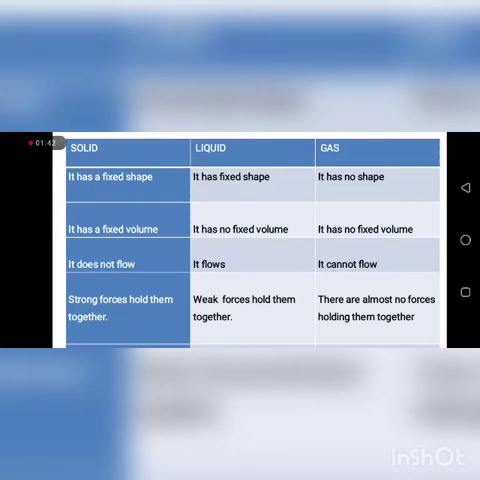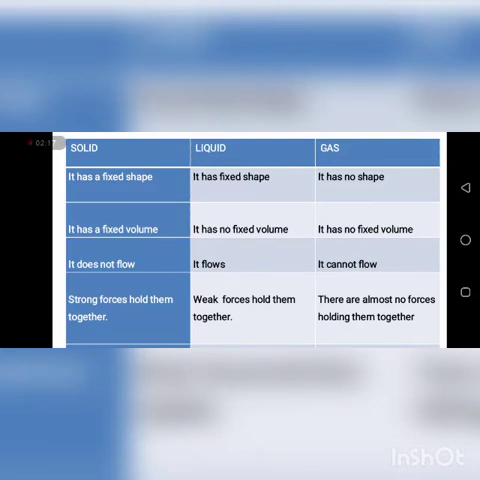The second difference is volume. Solid has fixed volume. Liquid does not have fixed volume; it takes the volume of the container. Gas too has no fixed volume. Then in terms of fluidity, solid does not flow, so it remains fixed in one position. Liquid flows, and gases cannot flow, so it's only liquid that can flow.